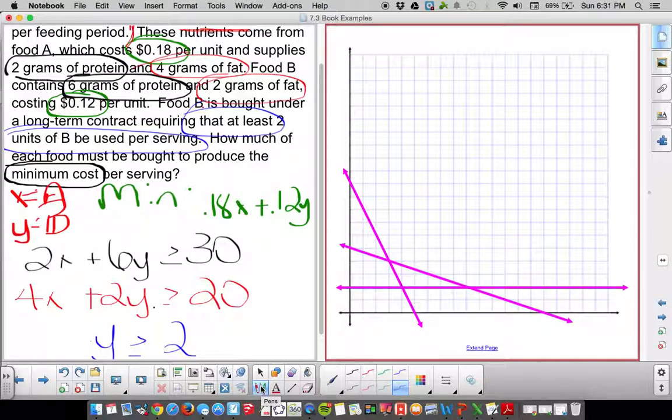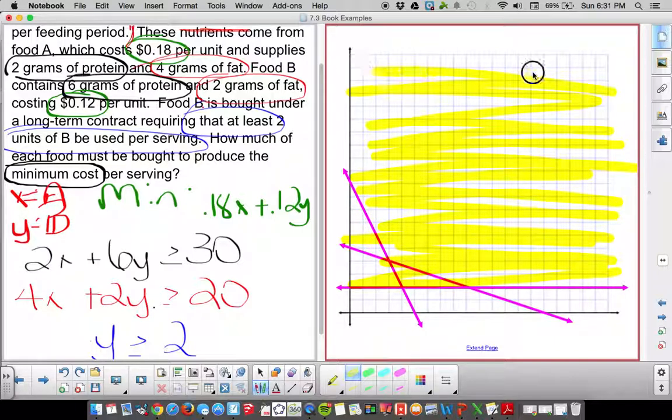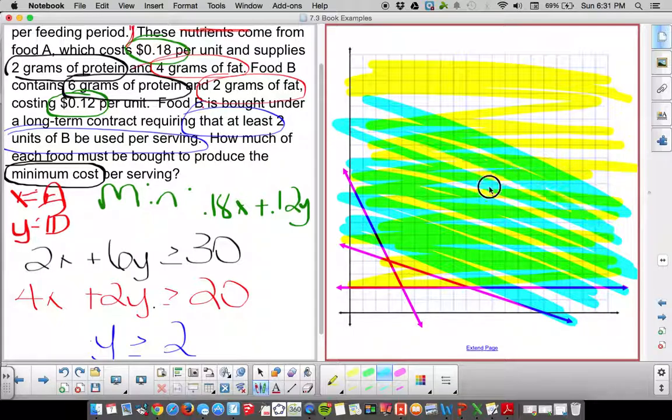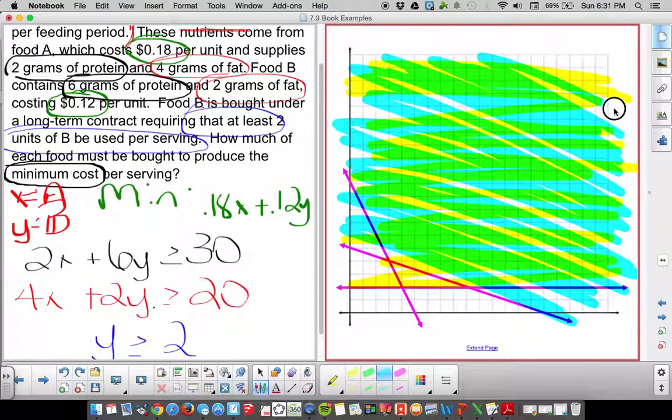Now I need to figure out where I want to shade. So let me change to my highlighter. I know y has to be bigger than or equal to 2, so I know I'm going to shade above that horizontal line. I also know that 2x plus 6y has to be bigger than or equal to 30. So if I tested the point 0, 0, 0 is not bigger than 30, so I know I'm going to shade above that line, because that's opposite the side of 0, 0.